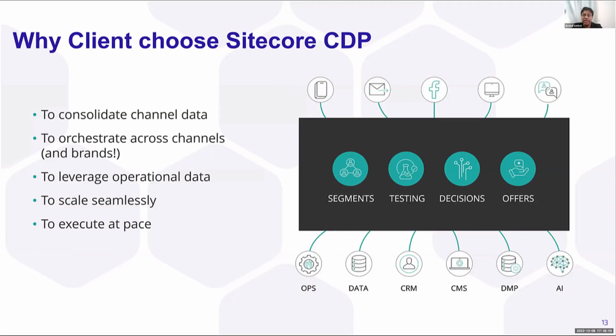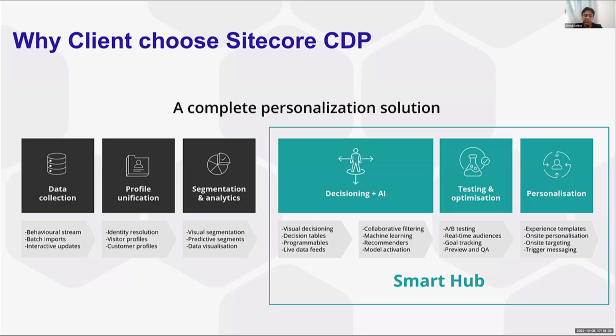Now, why does a client choose Sitecore CDP? In layman's language, the best answer is to consolidate channel data, to orchestrate across channels, to leverage operational data, to scale seamlessly, since being a SaaS-based platform this will never be an issue, and to execute at pace. Because Sitecore CDP has all core CDP functionalities, along with decisioning, testing, optimization, and personalization, that makes it a smart hub and a perfect solution for enterprise applications.